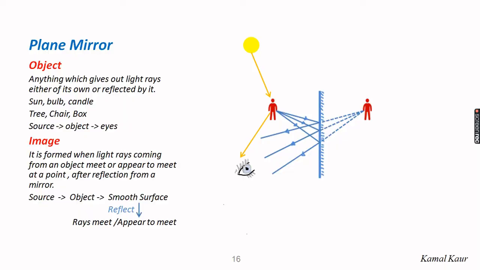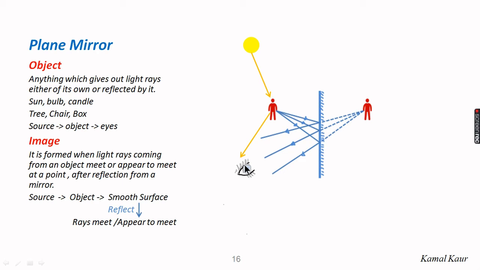We will see the concept of object and image once again. This is the source of light. From this source, light falls on this person, gets reflected and reaches our eyes. So for us, this person is an object. But light from the source is falling on this person, getting reflected to fall on this shiny surface, again getting reflected to reach our eyes.